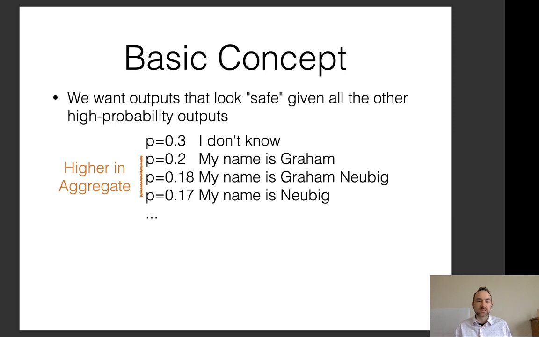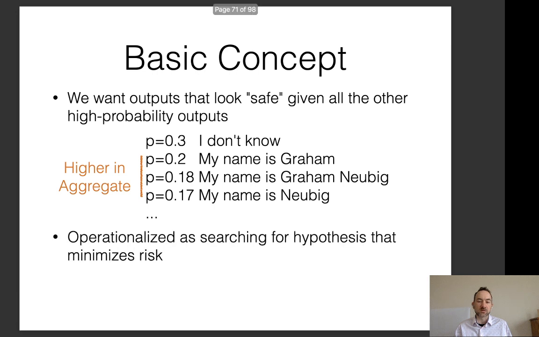And this actually happens quite frequently in dialogue systems. The highest probability thing is "I don't know," because it appears a lot in the corpus. After that, we have "my name is Graham," "my name is Graham Neubig," "my name is Neubig." What you'll notice is that all of these hypotheses that use "my name is" are higher in aggregate probability than "I don't know." However, they're not exactly the same. So if you pick the argmax with respect to probability, you would pick "I don't know," which isn't a great answer.